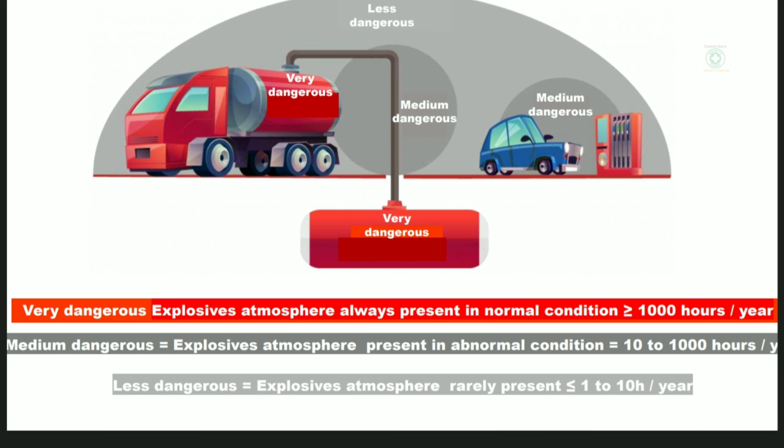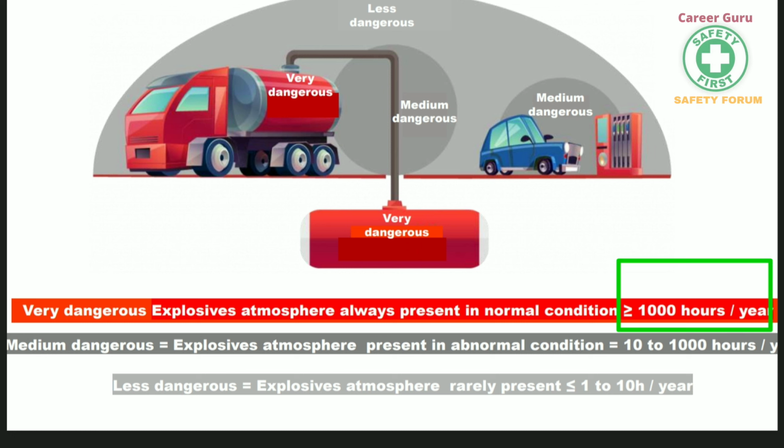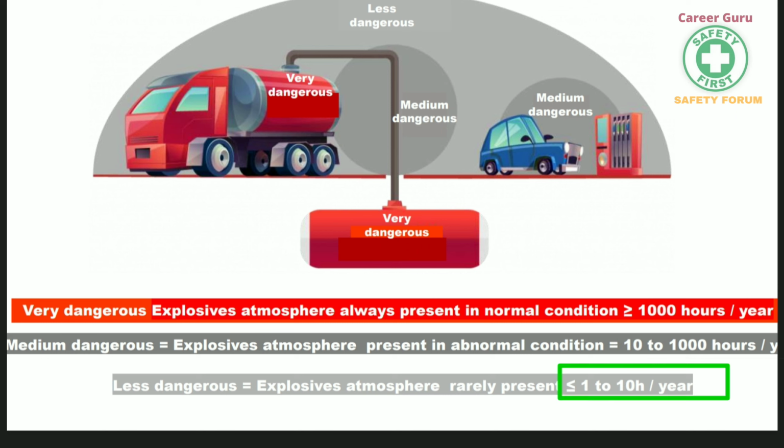Now we will be seeing the presence of explosive atmosphere in different zones. For example, in zone 0 it will be very dangerous explosive atmospheres, where the presence of hazardous substances or explosive atmosphere will be for more than 1000 hours per year. In medium dangerous, or zone 1, it will be between 10 to 1000 hours in a year, and for less dangerous, which is zone 2, it will be less than 1 to 10 hours per year.